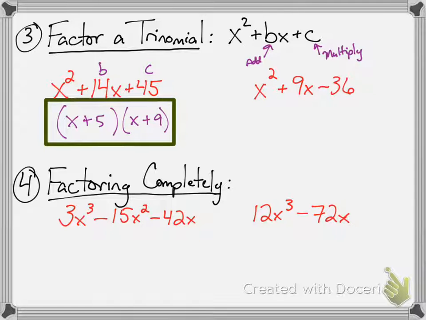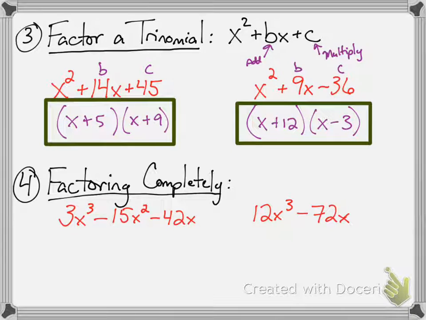In our second example, same idea. Our c value is negative 36. Our b value is 9. My goal is to figure out what multiplies to negative 36 and adds to 9. The two numbers that will do that are a positive 12 and a negative 3. 12 times negative 3 is negative 36. 12 plus negative 3 is positive 9. So my factored example is x plus 12 times x minus 3.